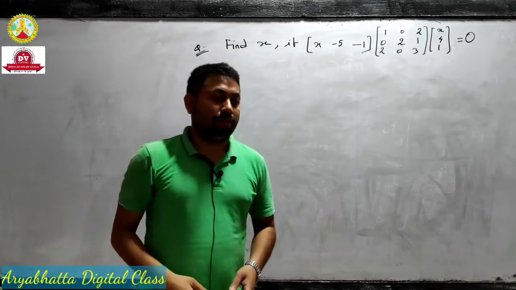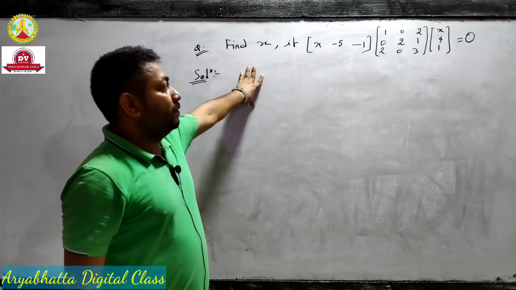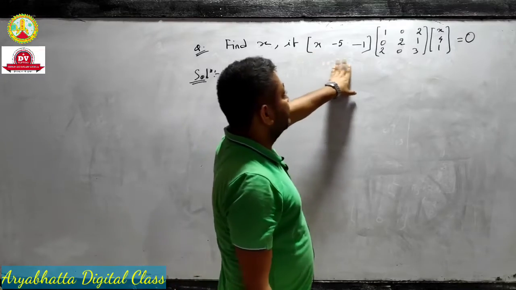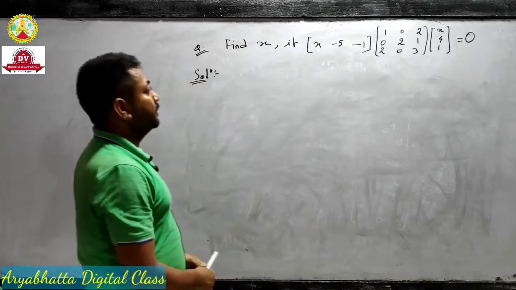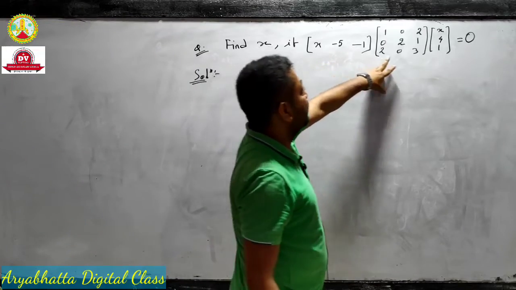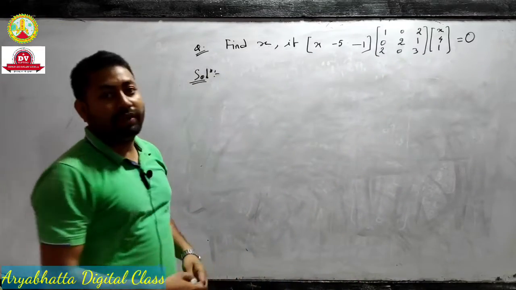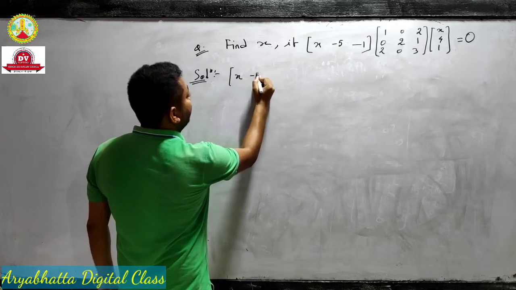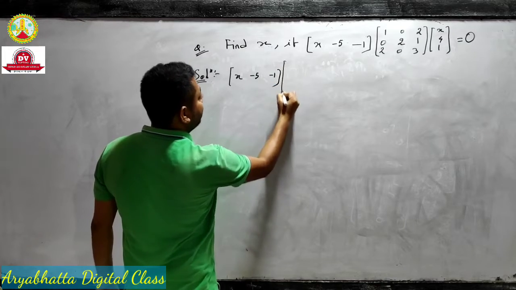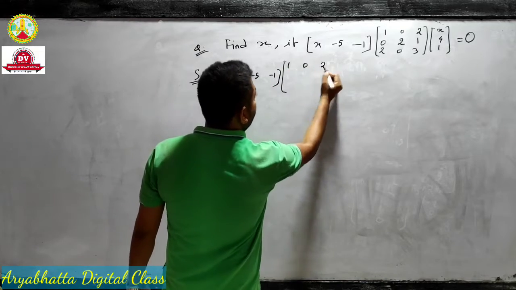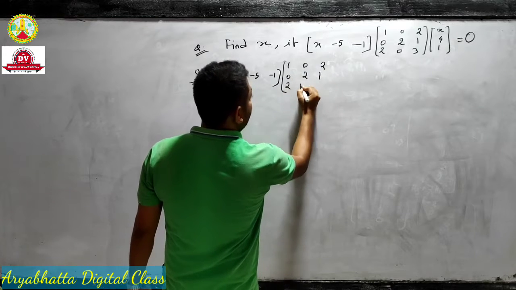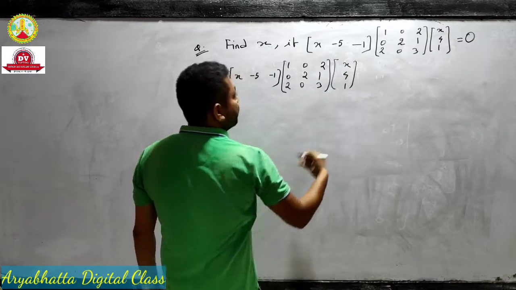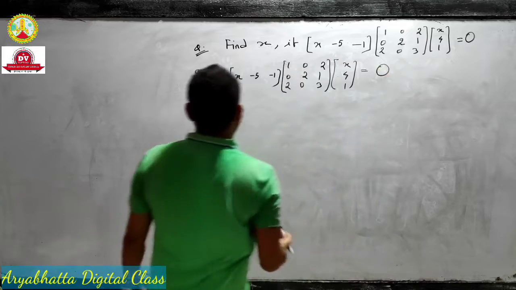Now we will discuss the numerical problems. Question 2. Find x if x minus 5 minus 1 into this is equal to O, a null matrix. Solution: x minus 5 minus 1 into 1 0 2, 0 2 1, 2 0 3 into the column matrix is a null matrix.